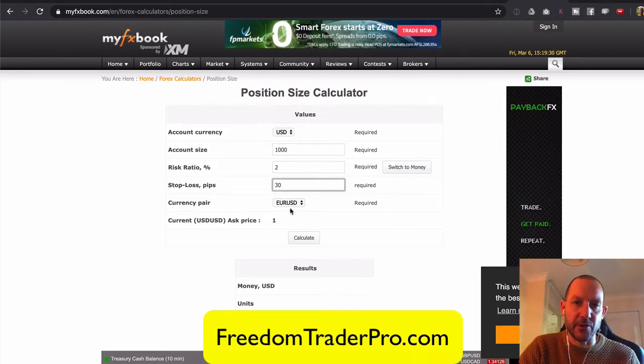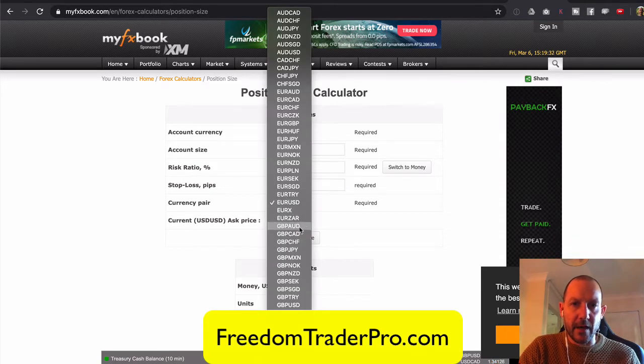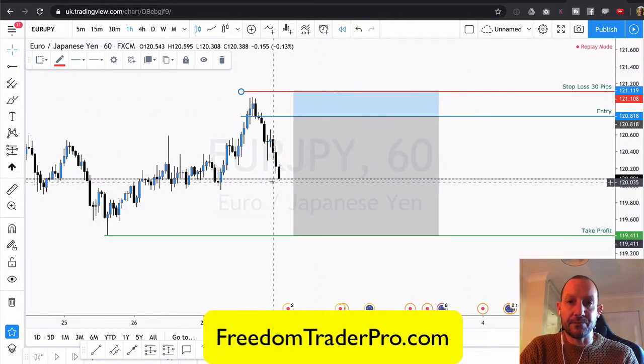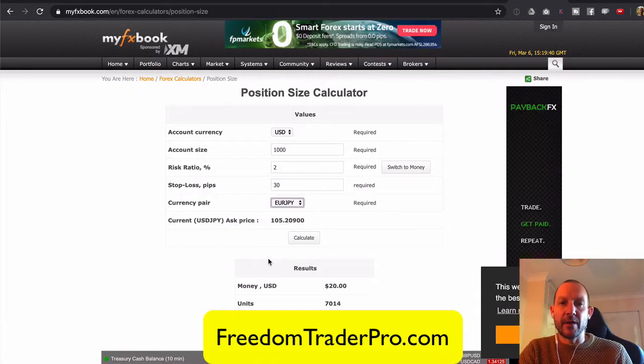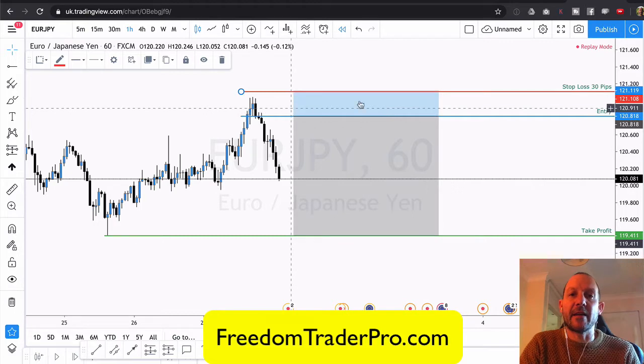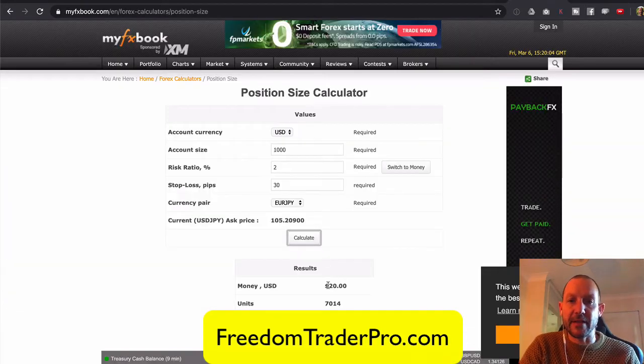So let's use this one, Euro JPY. We'll use that currency pair just because that's the one we're looking at on this chart, the Euro JPY on the 60-minute or 1 hour chart. So we've got US dollars, account size is 1,000, risk is 2%, stop loss is 30 pips. We calculate that, and it gives us a lot size of 0.07. If we put a lot size of 0.07 on that trade, it is going to risk 2% of our account, and 2% of 1,000 is $20.